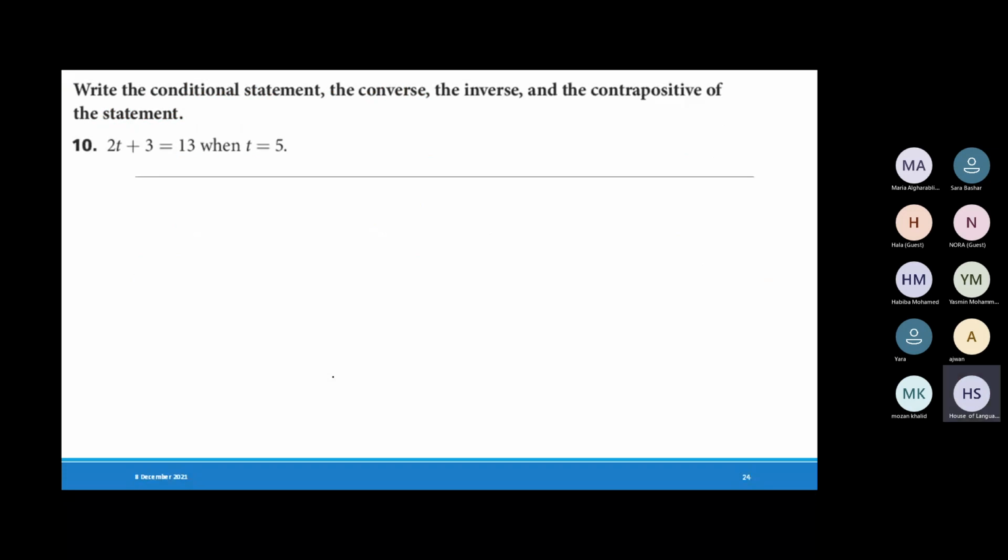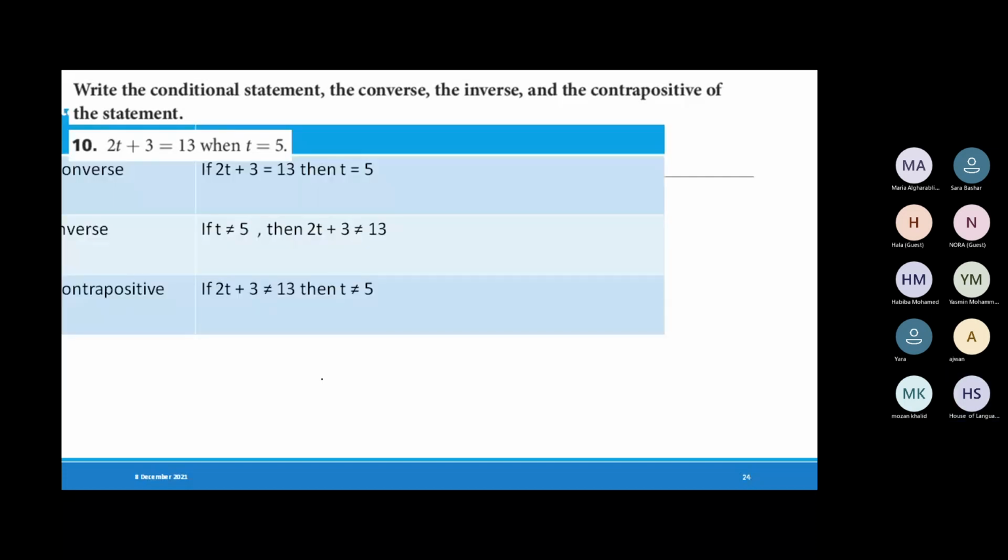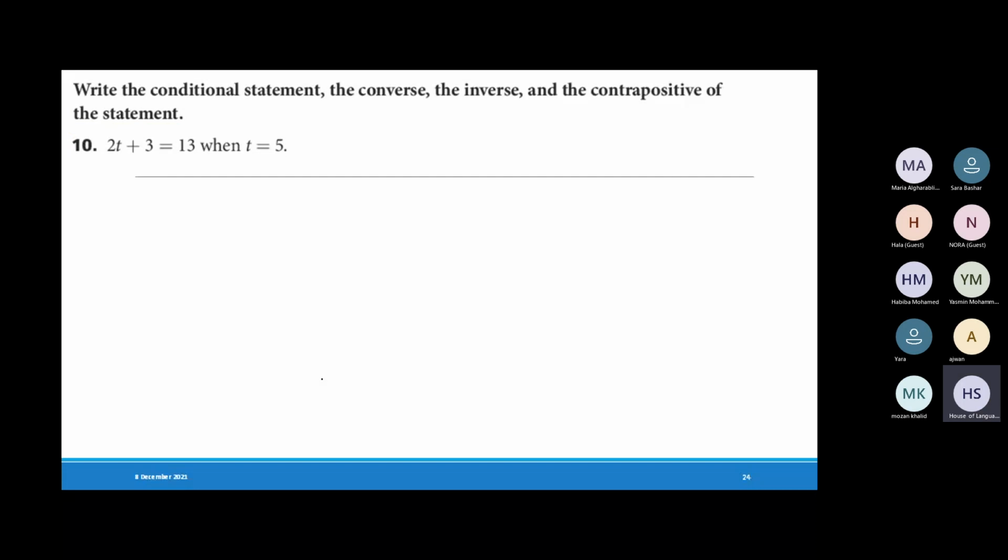Write the conditional statement, the converse, the inverse, and the contrapositive. If 2t plus 3 is 13 when t is 5, what will the conditional statement be? Bravo. Fine. Amwaj, write the converse of it.